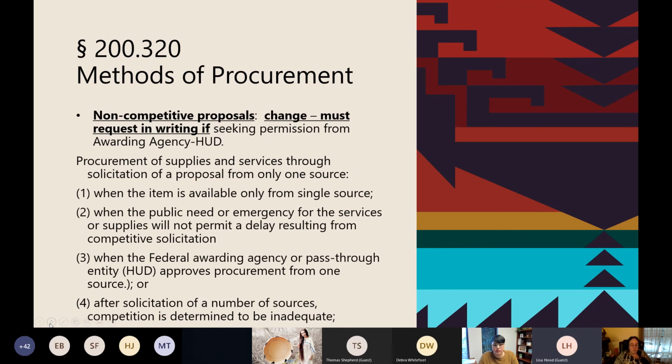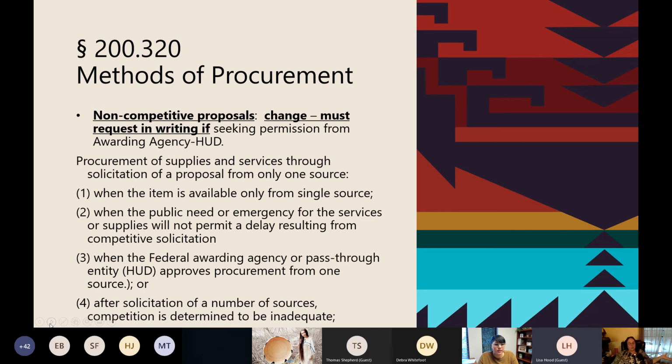Non-competitive proposals. The change: you must ask HUD in writing if you're going to accept non-competitive proposals. Procurement of supplies and services through solicitation of a proposal from only one source. So this is your sole sourcing, when you need that HUD approval.